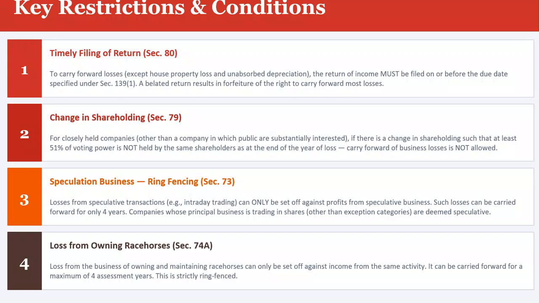Now let us see the key restrictions in brief in case of set off and carry forward of losses. First is timely filing of return. Second, and the most important, is change in shareholding governed by section 79. It says that for closely held companies other than public companies, if there is a change in shareholding such that at least 51% of voting power is not held by the same shareholders at the end of the year of loss, carry forward of loss is not allowed.